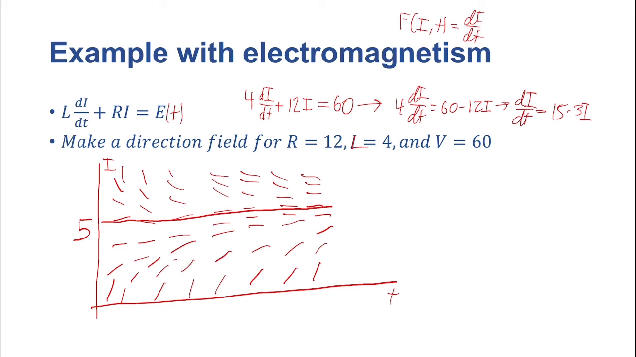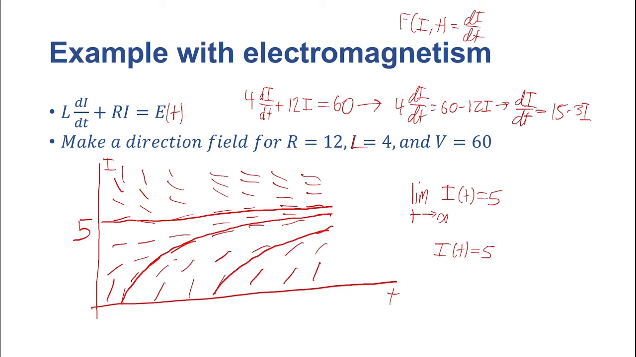And our curves are thus going to look something like this. So we're going to get curves that asymptotically approach 5. And this means that the limit as t approaches infinity of I of t is going to be equal to 5. So that is what we would call an equilibrium function. So I of t being equal to 5 would be an equilibrium function.